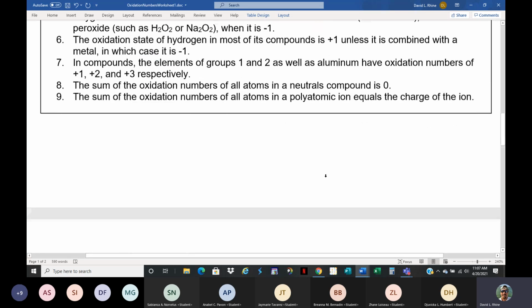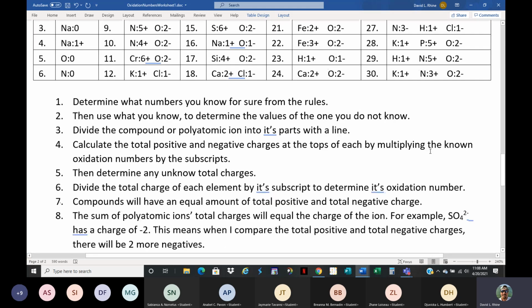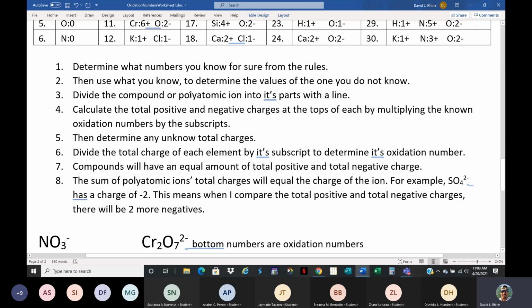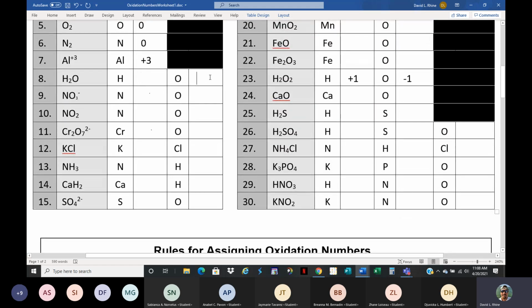All right, so further down here, this is the answer key to all of them, so you can check your work. Now this is the how-to. I put this together, so I hope this is worded okay. Determine what you know from the rules. So let's go back to number 8 here. What do we know from the rules? We know that oxygen's a -2. Correct? And we know that hydrogen, when it's combined with nonmetals, is a +1. Okay, so now that one's done.